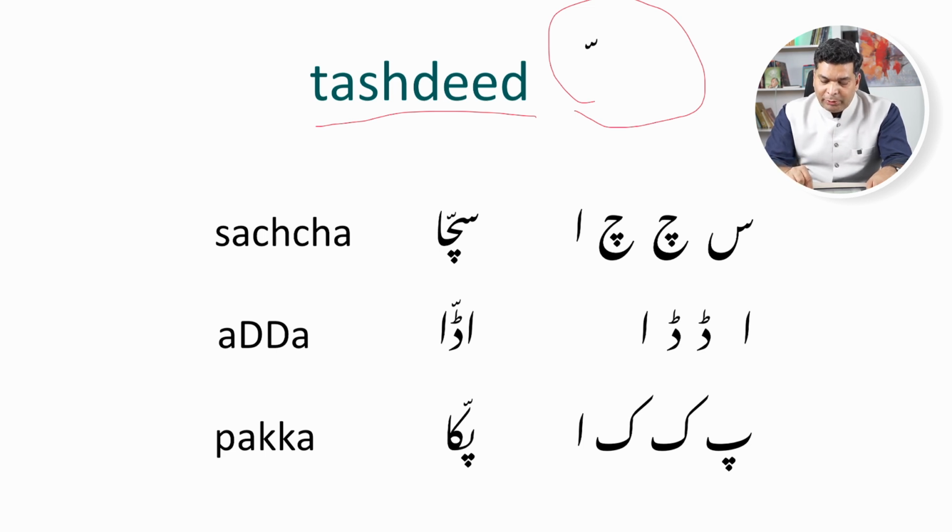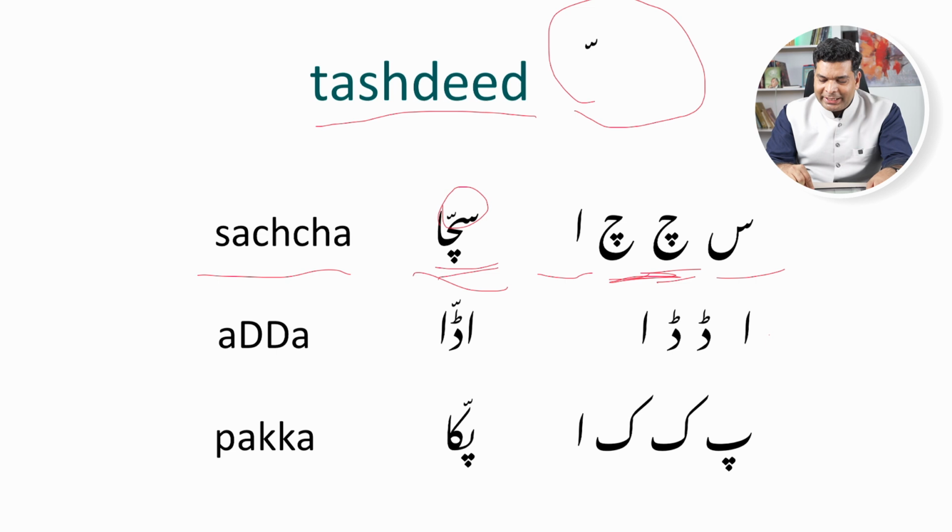So, for example, you have a word called sacha. Now, in this, you will have seen che, alif. Now, instead of writing che twice, you put che once and put the symbol on top, which makes it sacha. Similarly, you have another word called adda, where a dal is appearing twice. So instead of writing dal twice, you write dal once and put this letter to say that it is adda.